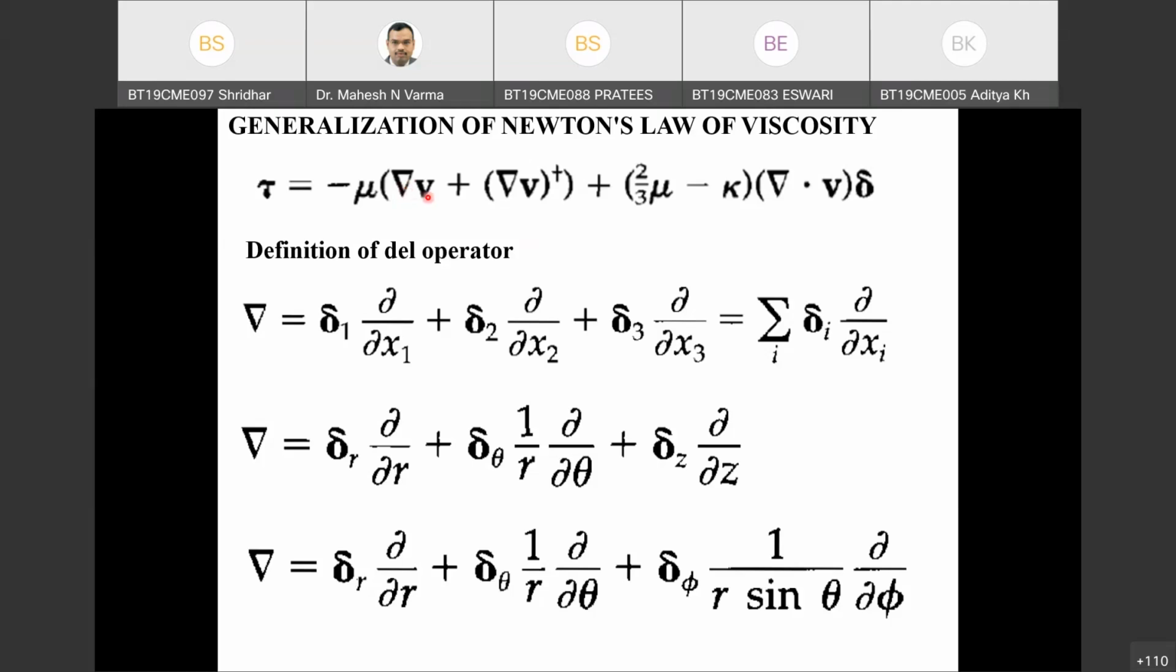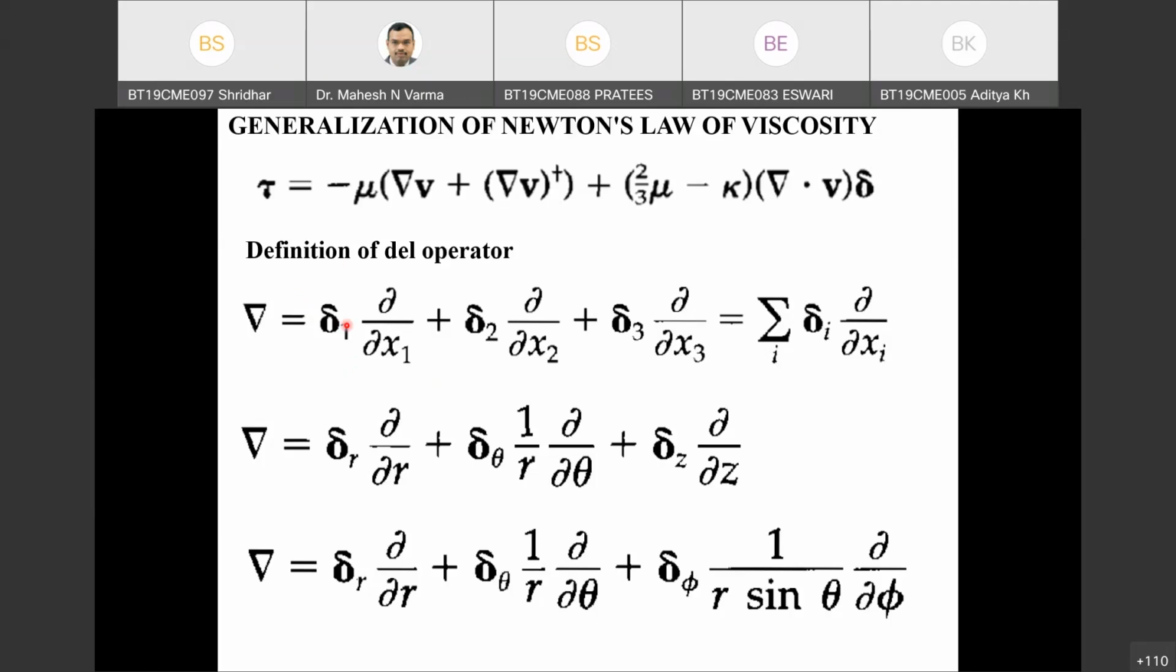So you need not remember the equation in Cartesian coordinates, in cylindrical coordinates, or in spherical coordinates. You only remember the definition of the del operator and what operation it performs over a property, which property? So this is del V. This is the definition of del in the Cartesian coordinate system: summation i, e_i del by del x_i.